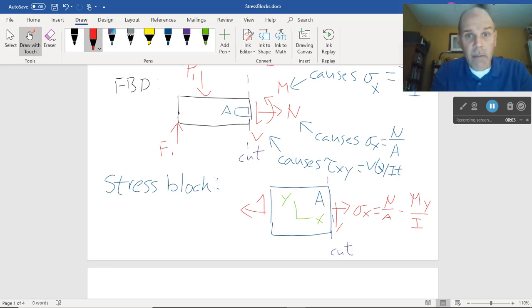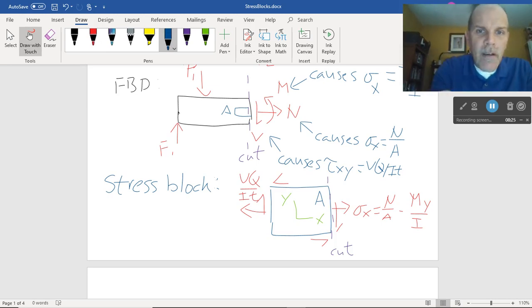These two forces make a couple. I need to make another one that fights that. And that's why you get the four arrows. And this, of course, is just VQ over IT. And that's how we draw the stress block at A. Pretty straightforward, right? Let's throw a little monkey wrench into the works.